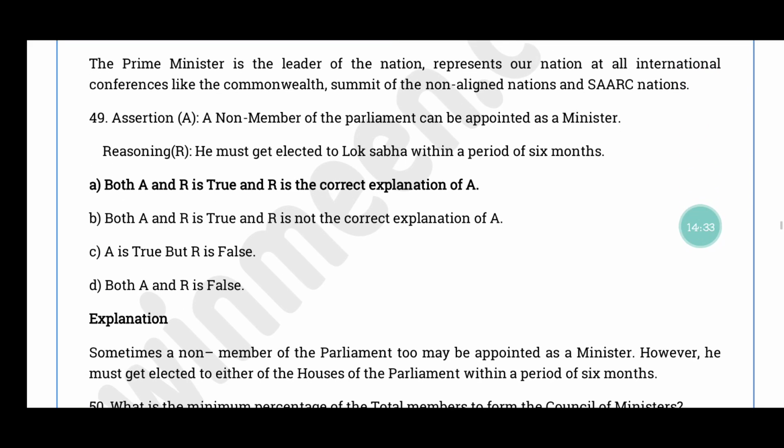Question number 49. Assertion, a non-member of the parliament can be appointed as a minister. Reasoning, he must be elected to Lok Sabha within a period of 6 months. The correct answer is option A. Both the statement and reason is true and R correctly explains the statement A. சம்டைம்ஸ் ஒரு நான் மெம்பர் ஆஃப் அ பார்லிமெண்ட் மெம்பர் கூட மினிஸ்டரை அப்பாயிண்ட் பண்ணலாம். ஆனால் he must be elected to either of House of Parliament within a period of 6 months.